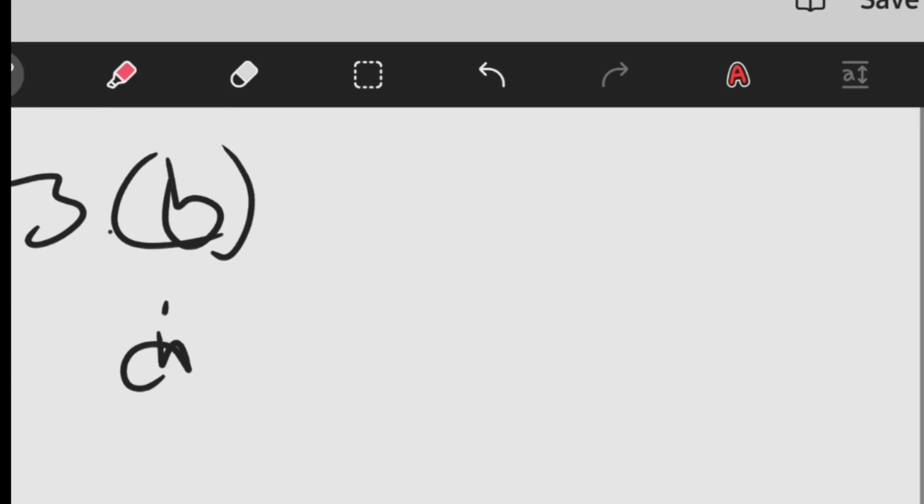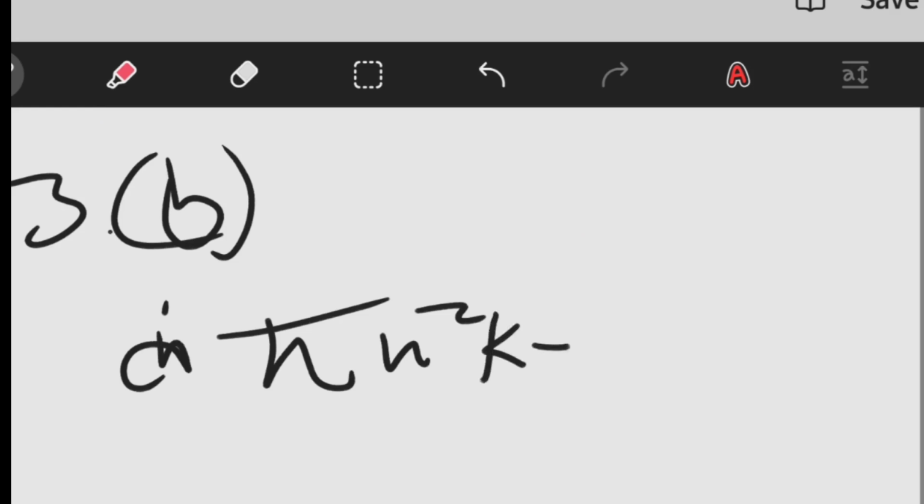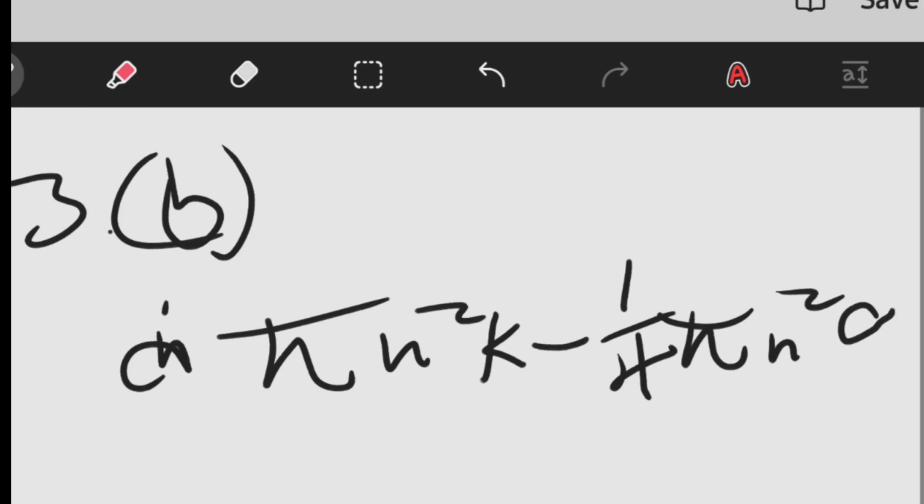Question 3bi. Factorize the expression pi n square k minus 1 over 4 pi n square q.